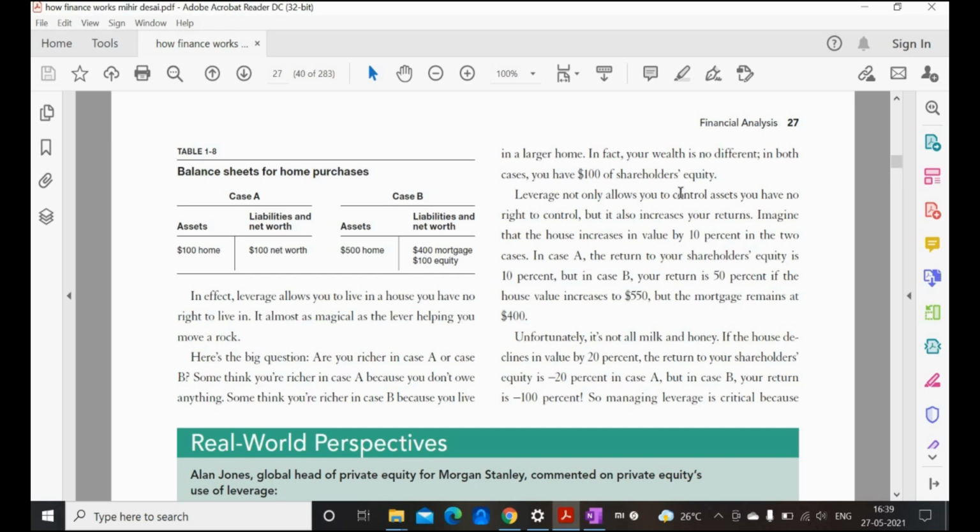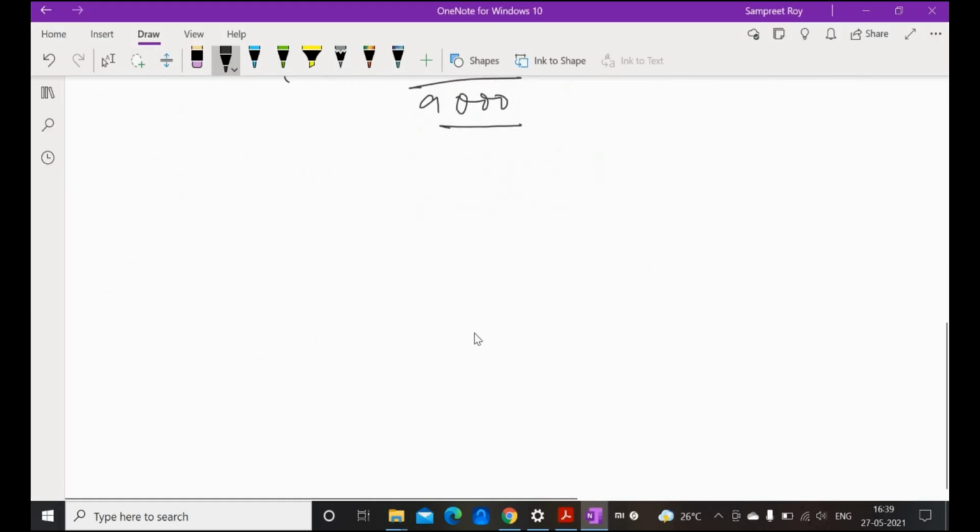Leverage not only allows you to control assets you have no right to control, but it also increases your returns. Imagine that the house increases in value by 10% in the two cases. In case A, the return to your shareholders' equity is 10%, but in case B, your return is 50%, if the house value increases to $550 but the mortgage remains at $400, right? Let me explain this example. It's a beautiful example for explaining leverage.